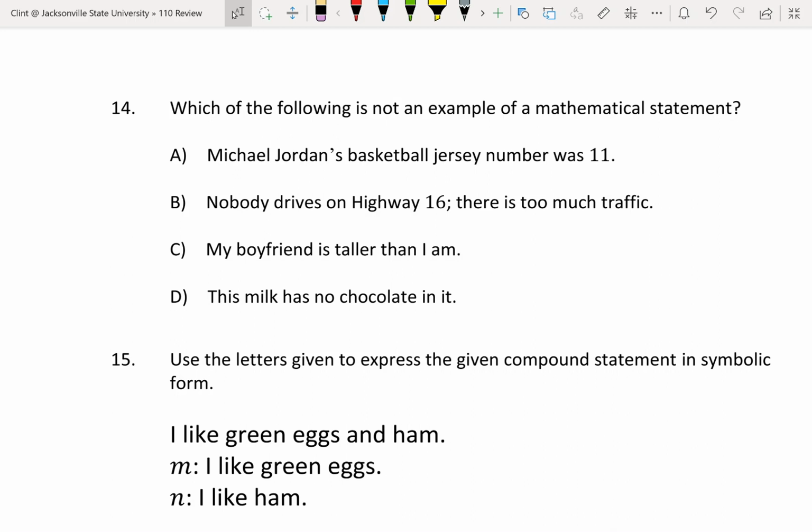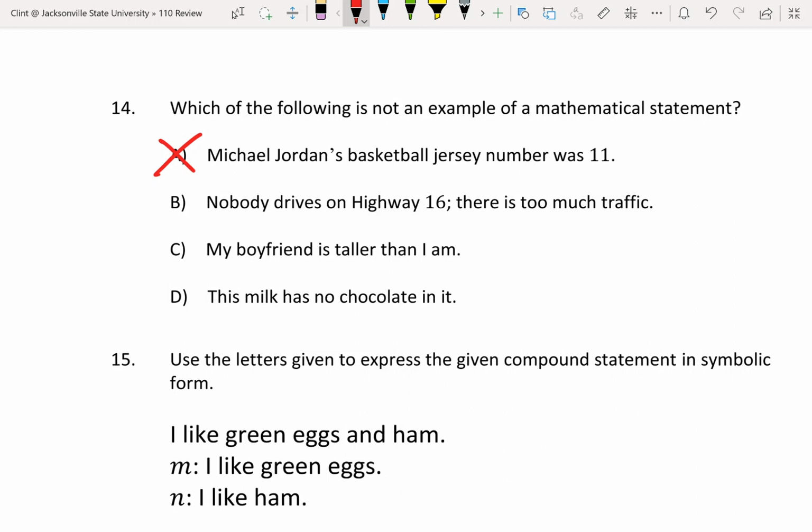Okay, so A says Michael Jordan's basketball jersey number was 11. Is that one a mathematical statement? It is. Okay, it's false. Okay, his jersey number is 23, but it's still a mathematical statement. Okay, so not this one.